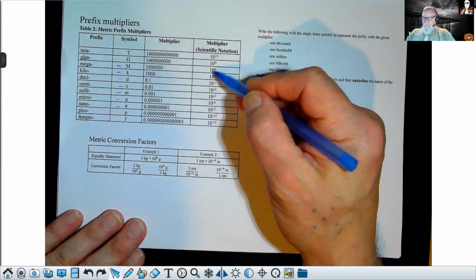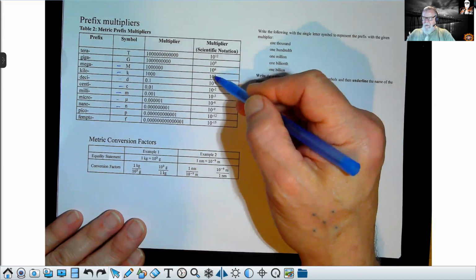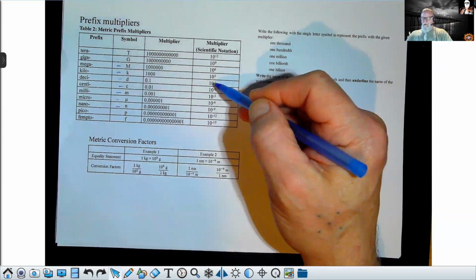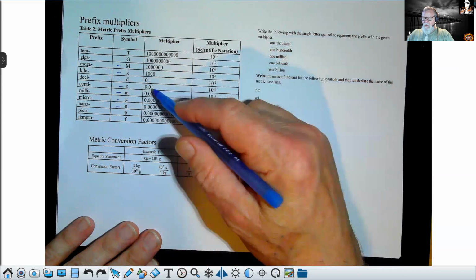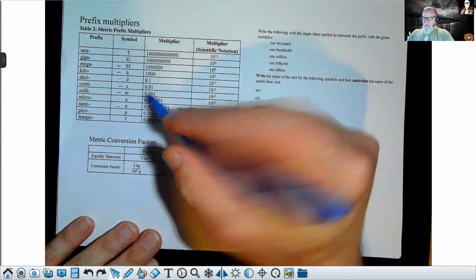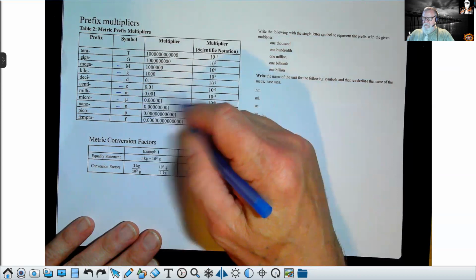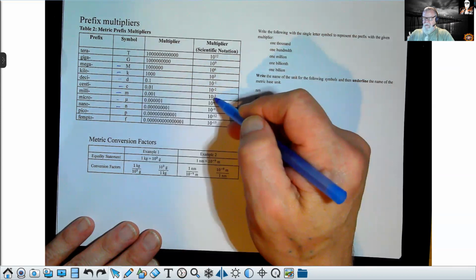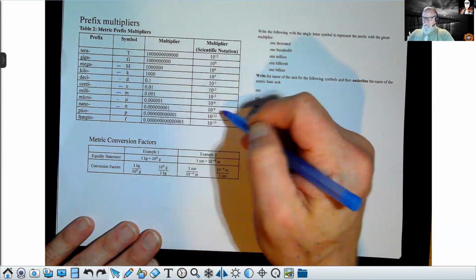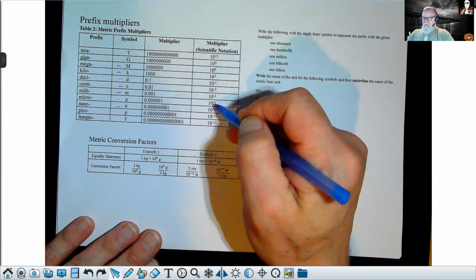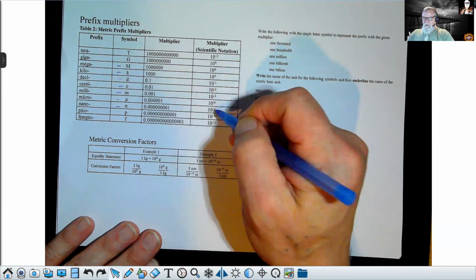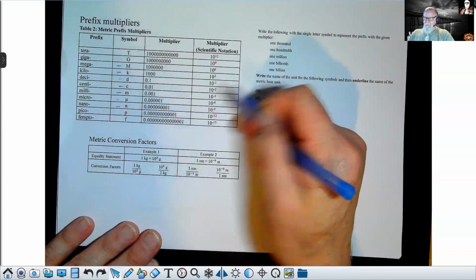mega is 10 to the 6, so that's a million, right? Kilo is 10 to the 3, that's 1,000. Deci is 10 to the negative 1, so that's going to be 1/10. Centi is 10 to the negative 2, so that's 1/100th. And then we get to milli, which is 10 to the negative 3, so that's 1,000th. And nano is 10 to the negative 6. Sorry, micro is 10 to the negative 6. That's a millionth. And then nano is 10 to the negative 9. That's a billionth, 1 billionth, right?